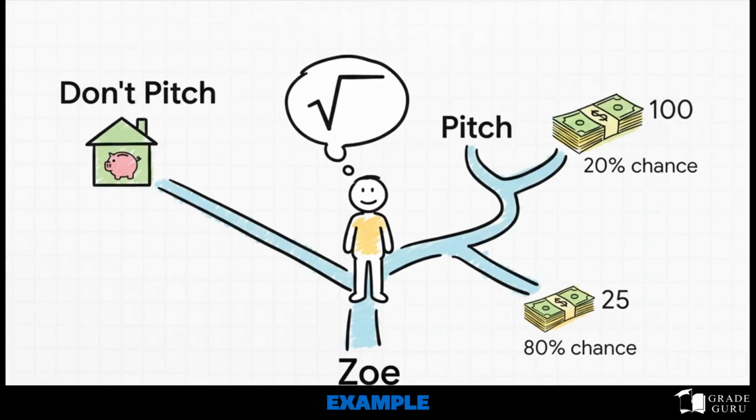Here's a classic example. Zoe can either not pitch and get a guaranteed income of 64, or she can pitch and face a gamble. Now look at her utility function, the square root of y. That little detail tells us she's risk-averse. So what should she do?